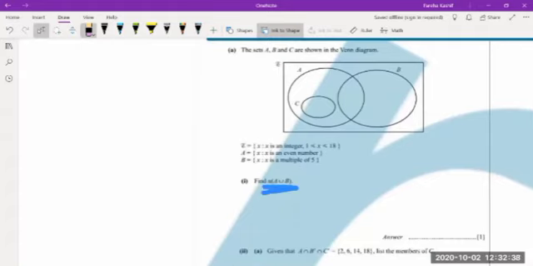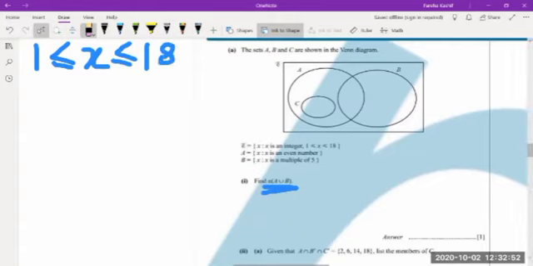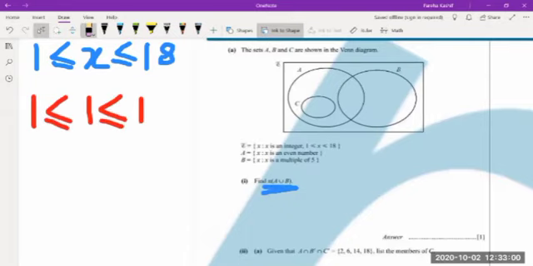That means we need to find everything in A union B. So let's see first what's the universal set. What's E? E is such that 1 is less than or equal to x, which is less than or equal to 18. That means that if I put 1 in place of x, that's going to fulfill the expression. Yes, it does. 1 is less than or equal to 1, which is less than or equal to 18. If I put in 7, it also fulfills. If I put in 17, it also fulfills. If I put in 18, it also fulfills.